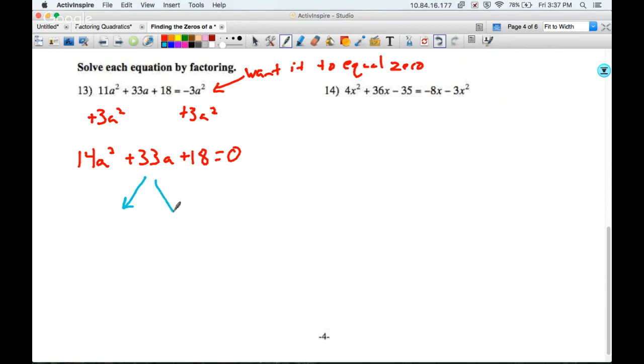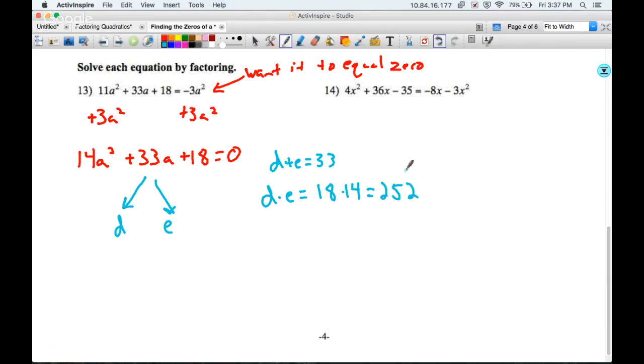The first step is to split that 33a into two separate terms that add up to be 33a. And we can use variables to represent that. We'll do that for this first problem, d and e. So we want d plus e to equal 33, but d times e does not equal 18. It equals 18 times 14, 252. So now I'm looking for factors of 252 that add up to 33.